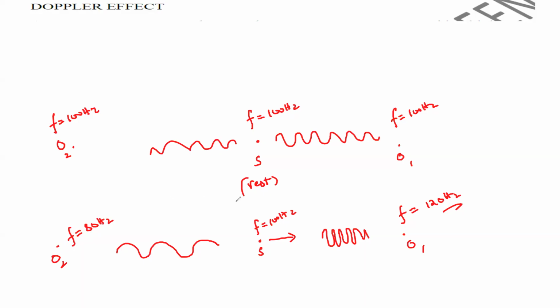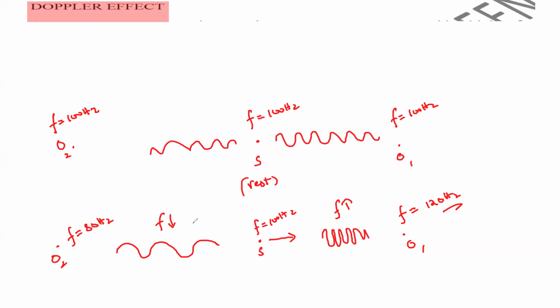This effect, the relative change in the frequency when the source is moving towards or away from the observer, we call the Doppler effect. It's not that the source frequency changes; what is received has changed, the apparent frequency. When the source is moving towards the observer, or the observer is moving towards the source, the apparent frequency will be higher. And if the source is moving away from the observer, the apparent frequency will be lower.